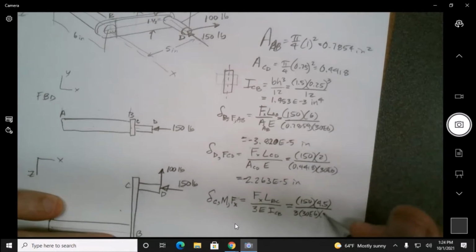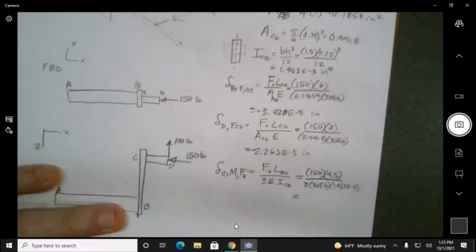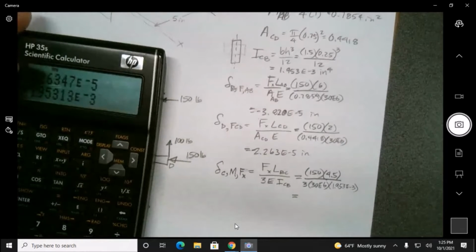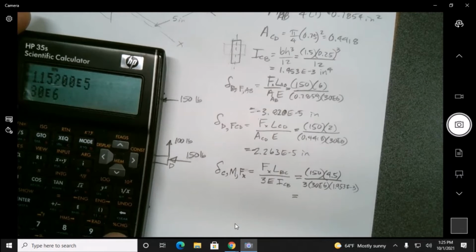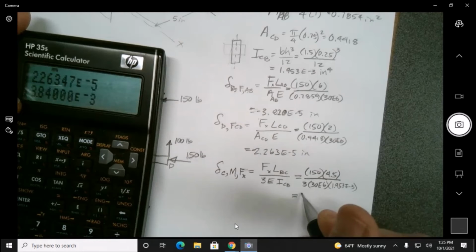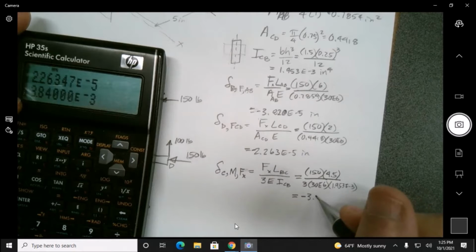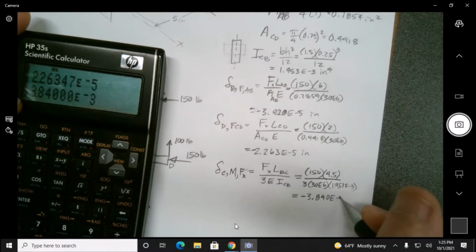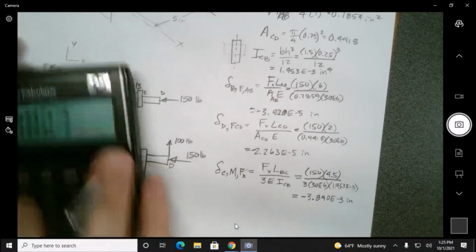And so this is going to be, down here, 1.953 E minus 3. So I could take 150 and 4.5 divided by 3, 30, 6 divided. So now we've got a number that's pretty good here. We might actually be able to measure that movement because it's E minus 3 inches.